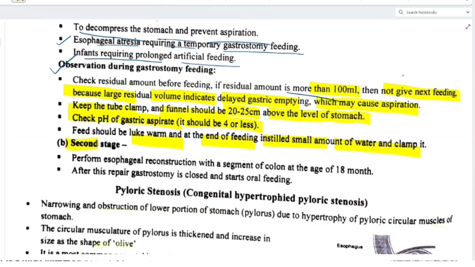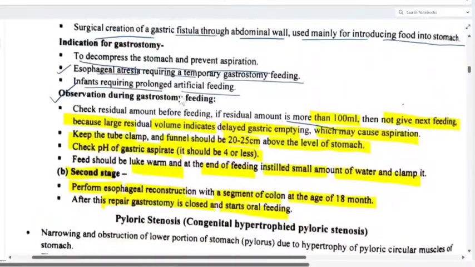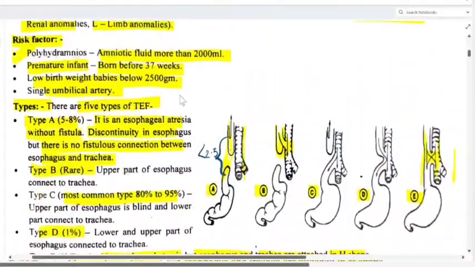Clear? Now second stage, perform esophageal reconstruction with a segment of colon at the age of 18 months. Clear? In first stage we are only ligating the lower and upper part of the esophagus. In second stage we are doing esophageal reconstruction with the segment of colon at the age of 18 months. Clear? After this repair, gastrostomy is closed and oral feeding starts. Now we can start the oral feeding, right? So hope it is clear to all of you.